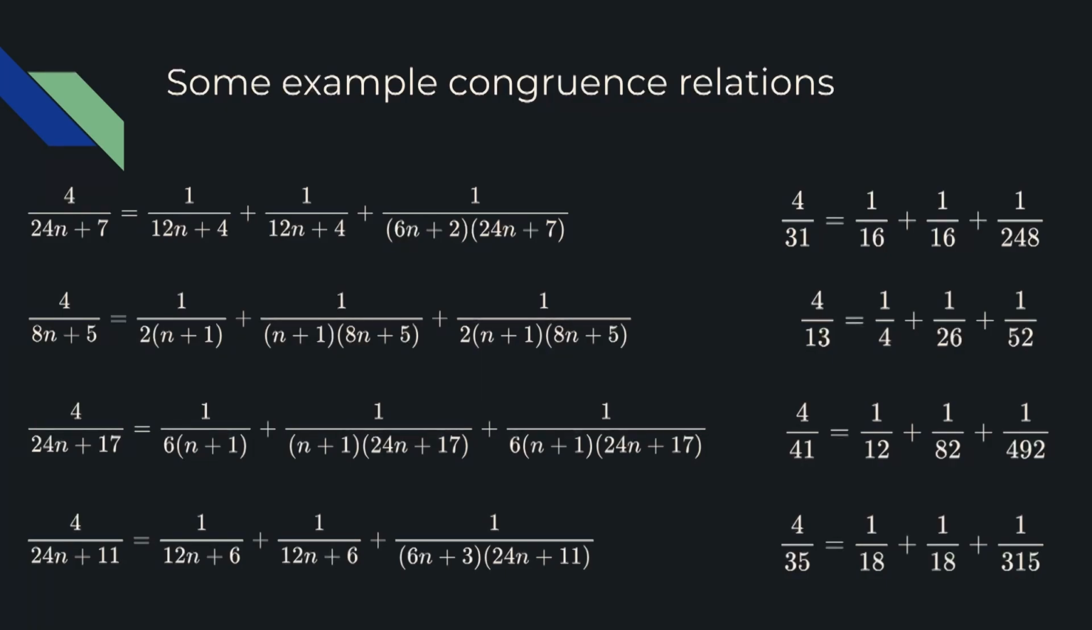Here are some congruence relations that I worked out for values of n which are 7 mod 24, 5 mod 8, 17 mod 24, and 11 mod 24. I've also included an example decomposition for each congruence relation for n equals 1. I won't go through them in detail.